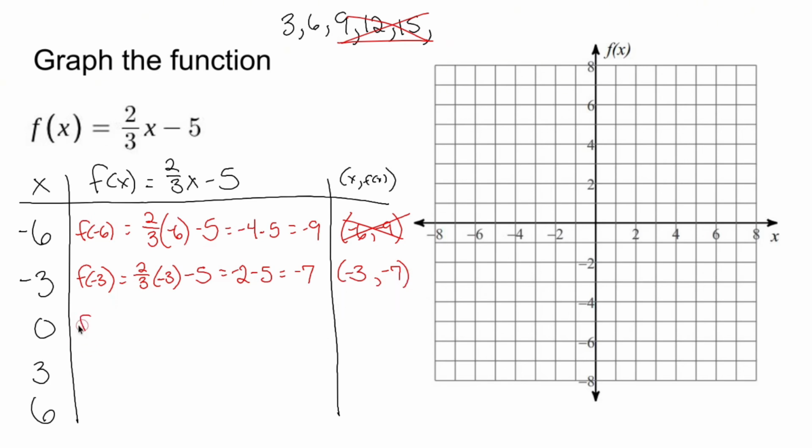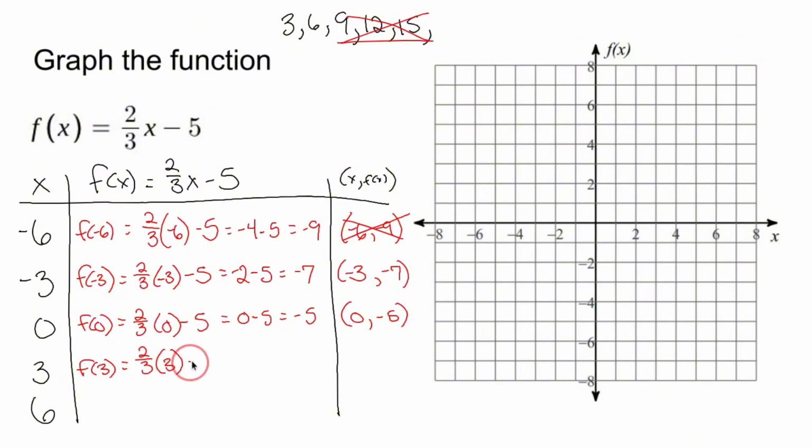If I plug in 0, that's f of 0 equals 2/3 times 0 minus 5. 2/3 of 0 is 0. 0 minus 5 is -5. And that gives me 0, -5. If I plug in 3, that's f of 3. 2/3 of 3 minus 5. 2/3 of 3 is 2. 2 minus 5 is -3. And that gives me the point 3, -3.